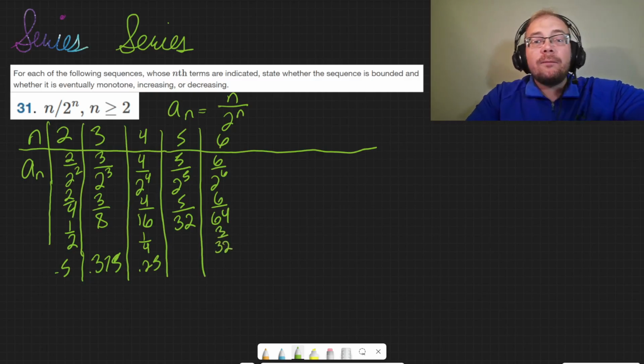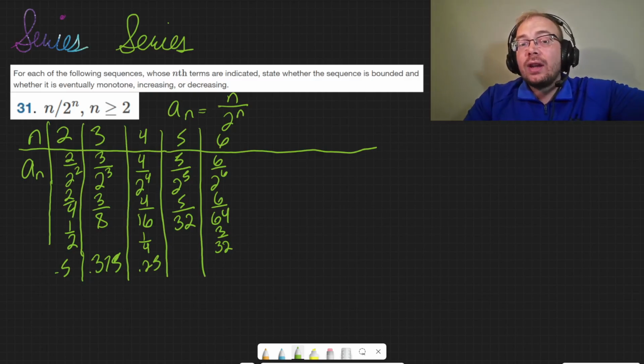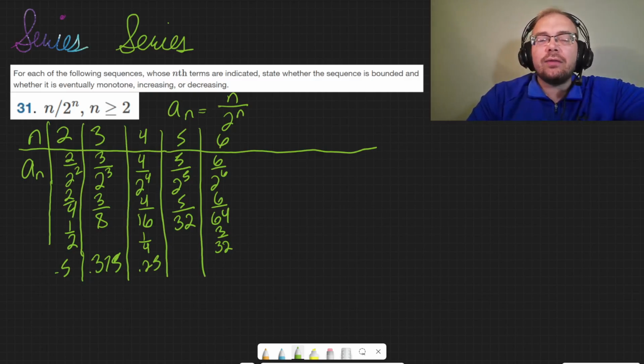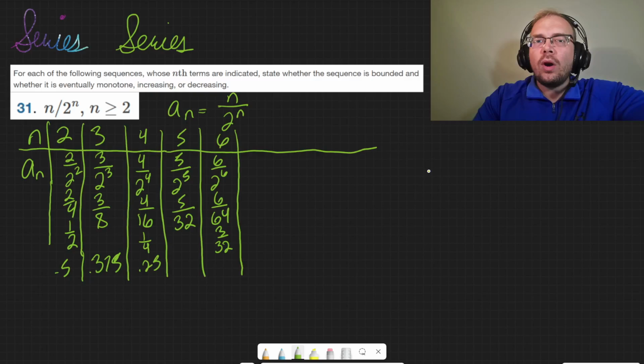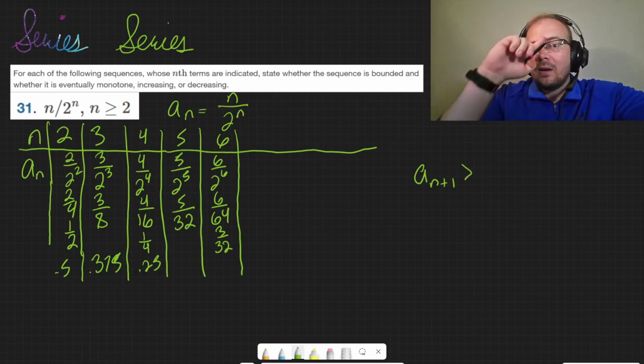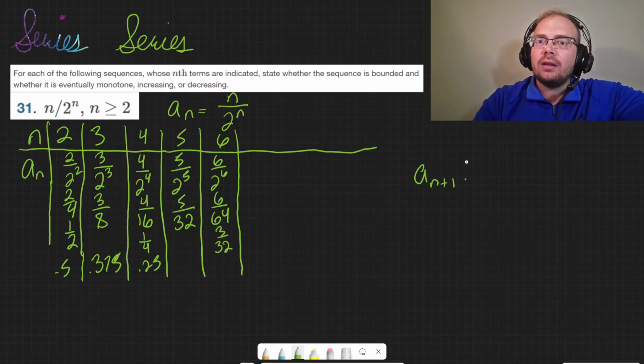So 5/32 and then 3/32, right? So that's definitely less than 5/32. If the denominator is the same, you just compare the numerators. So it definitely is going down. And the thing is, we can kind of just skip to infinity now. If you need to show more work, you might show something like a sub n plus 1. You need to show that it's always less than, sorry, wrong sign, less than a sub n.